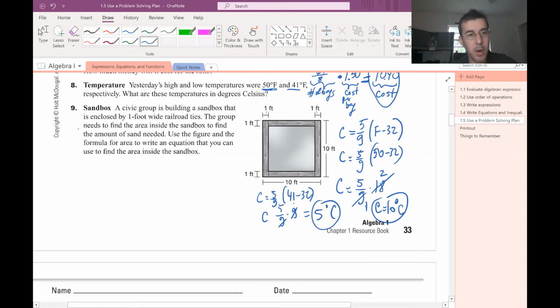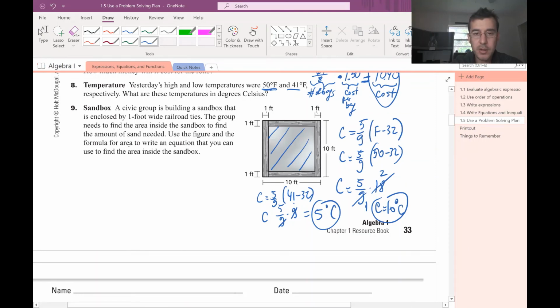Number 9, sandbox. A civic group is building a sandbox that is enclosed by 1 foot wide railroad ties. The group needs to find the area inside the sandbox. So this area right here. To find the amount of sand needed, use the figure and the formula for area to write an equation that you can use to find the area inside the sandbox.